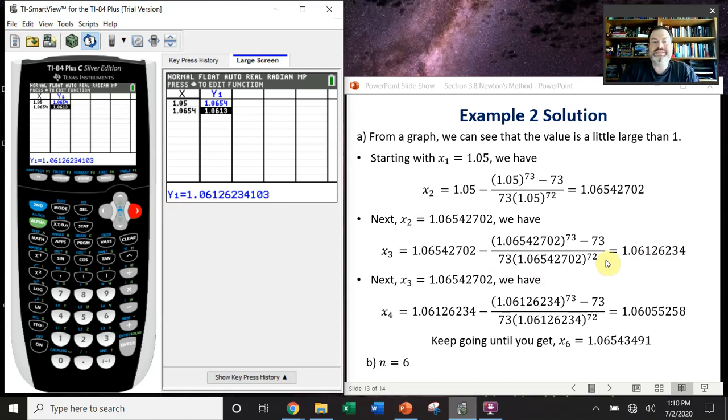But here's the thing, guys. How do I know when this thing is accurate to 8 decimal digits? You have to keep going until you get 2 answers in a row that have the same first 8 decimal digits. And you don't know how long that's going to take. Right? So let's keep going. 1.06126234.